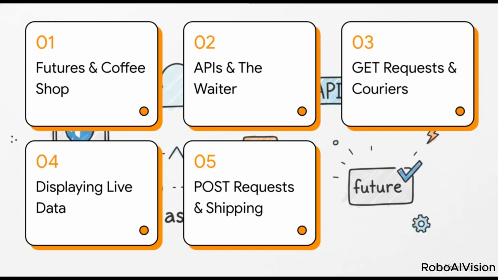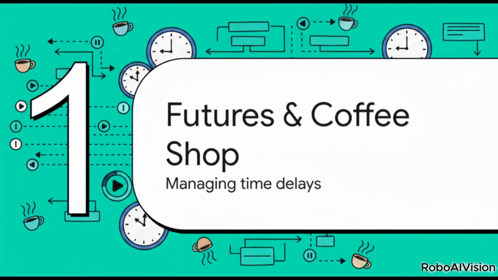We are going to conquer this intimidating topic step by step using a series of interconnected real-world analogies. Here is the game plan. 1. Futures in the coffee shop. 2. APIs and a waiter. 3. Get requests and couriers. 4. Displaying live data. And finally, 5. Post requests and shipping. Section 1. Futures and the coffee shop.